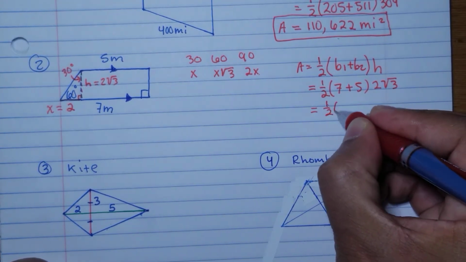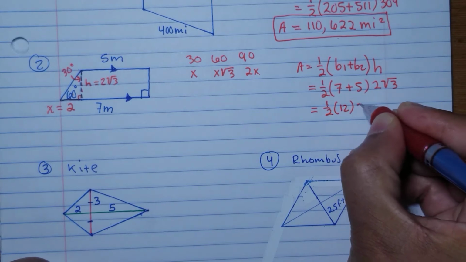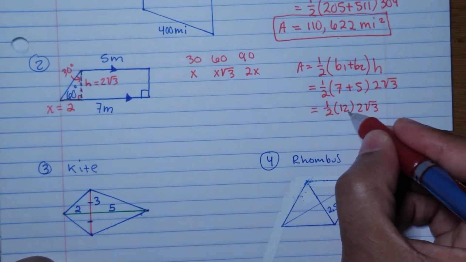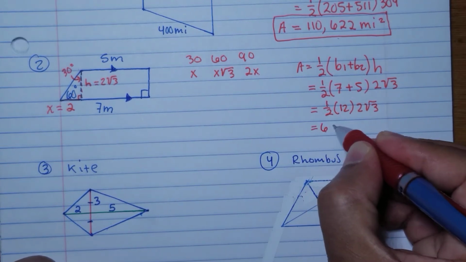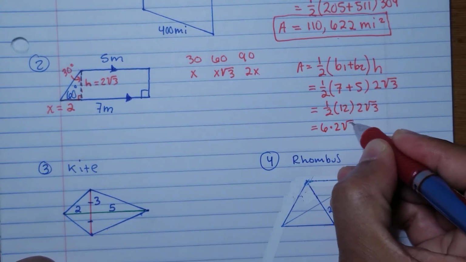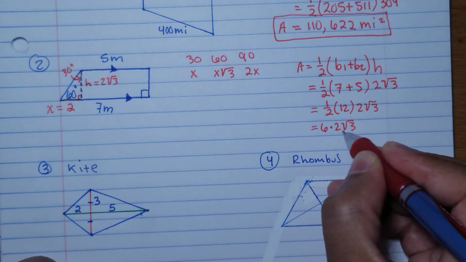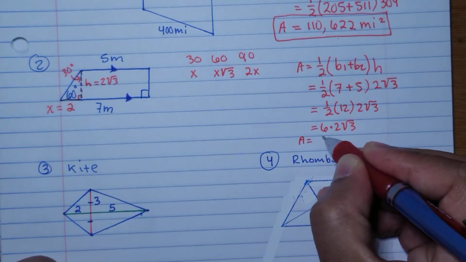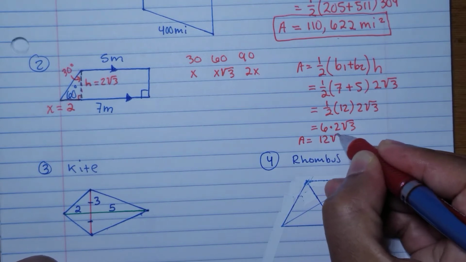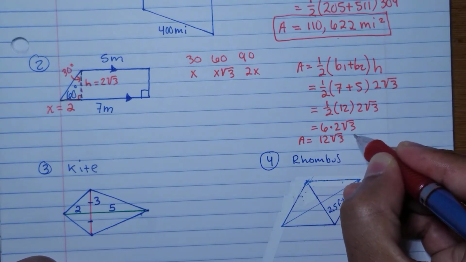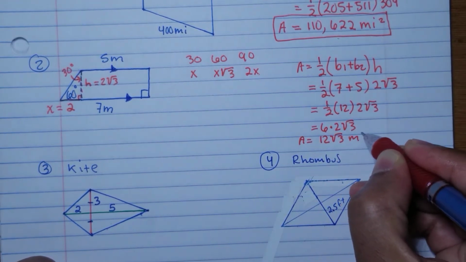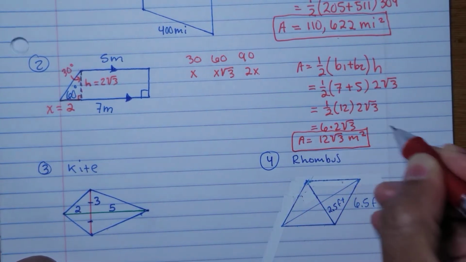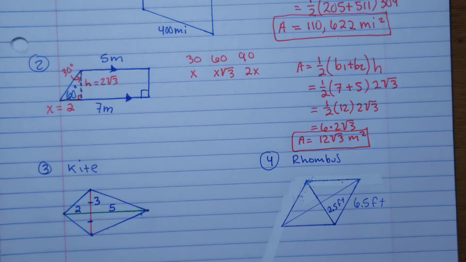1 half times 12 times square root of 3. But half of 12 is 6. So this equals 6 times 2 square root of 3. And then we multiply 6 times 2. And in the end, we find that the area is equal to 12 square root of 3. And let's leave it like this for now. Okay, so we'll say meters squared. So that is the exact area of this trapezoid.